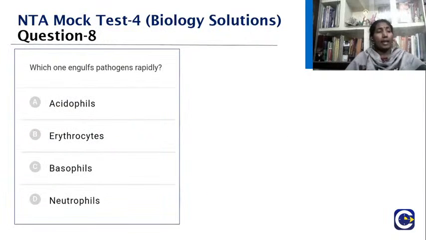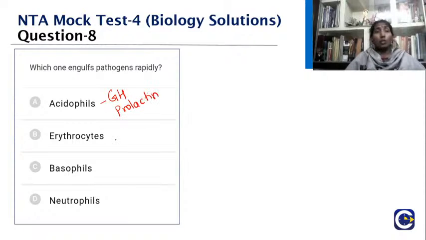Which one engulfs pathogens rapidly: acidophils, erythrocytes, basophils, or neutrophils? What should be the right answer? Let me see the options. Acidophils are a group of cells which you find in the anterior pituitary gland histology, along with basophils. Acidophils secrete the growth hormone and prolactin, so they will not be involved here.